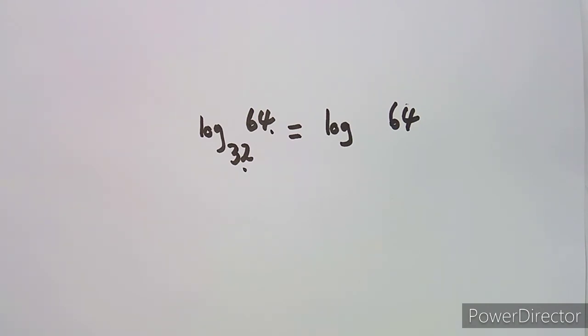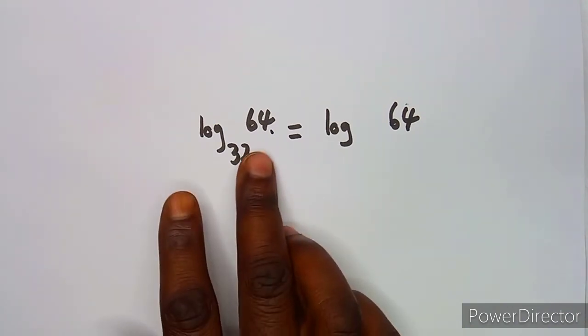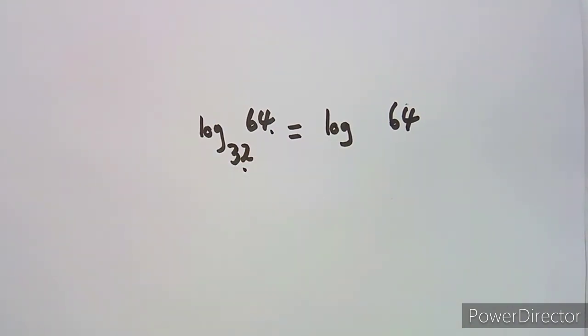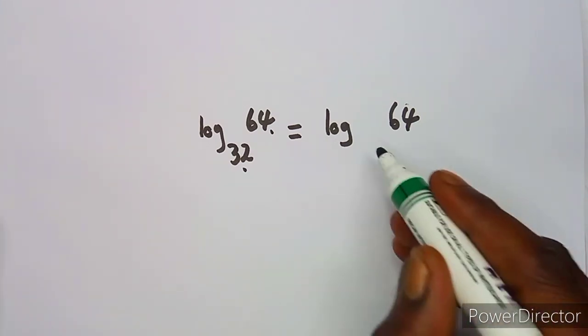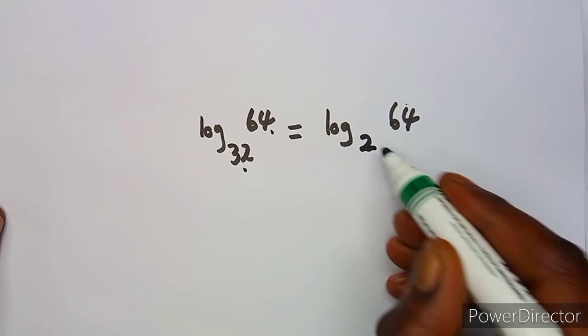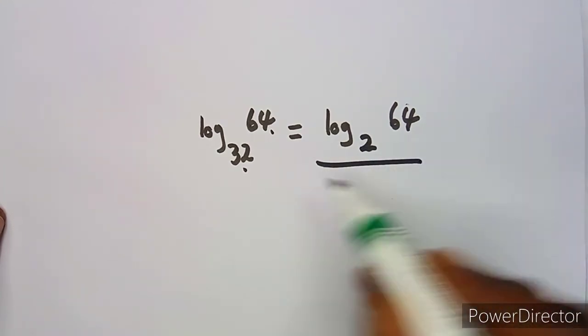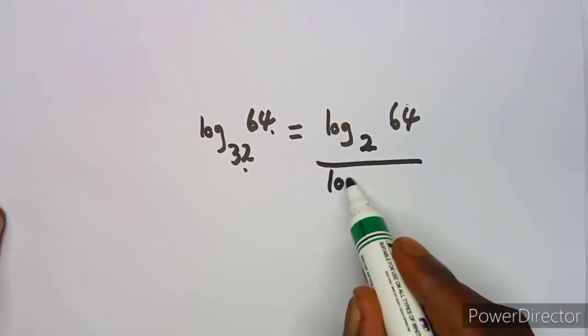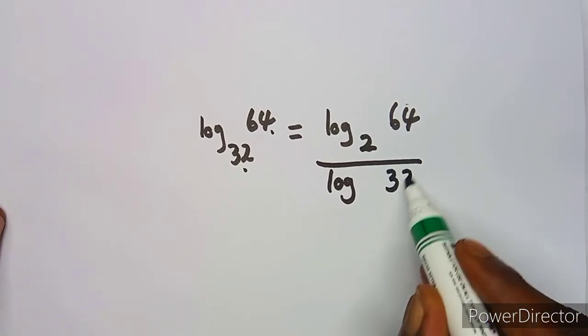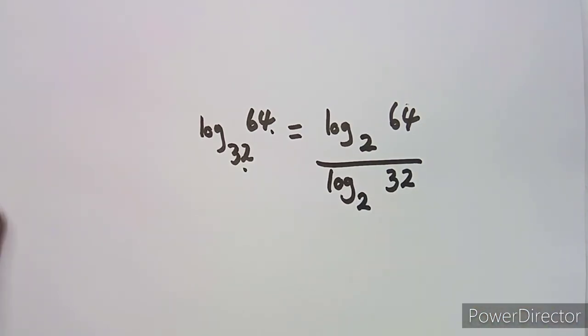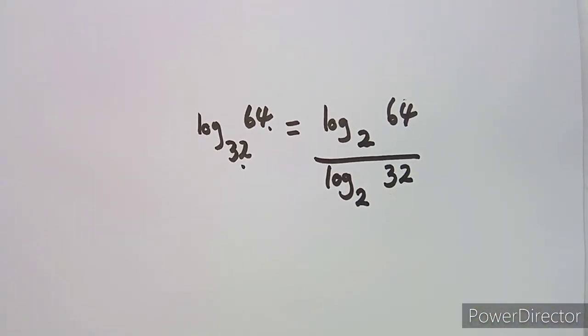You will see that 64 and 32, guys, they've got something to do with 2. So you're going to choose 2 there. So it's log 64 base 2, over 32, which is log 32 in base 2. So this is the base that you have chosen, which is 2.